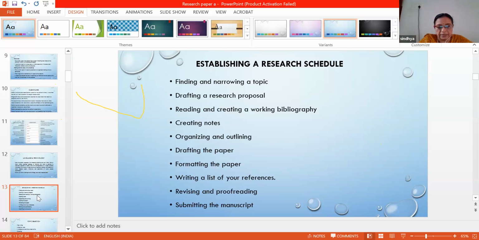After selecting that journal, you can go through the website of that journal. Many guidelines are given to the authors. So the guidelines must be read, and what is required for preparing a paper or submitting a manuscript must be followed while preparing the paper.